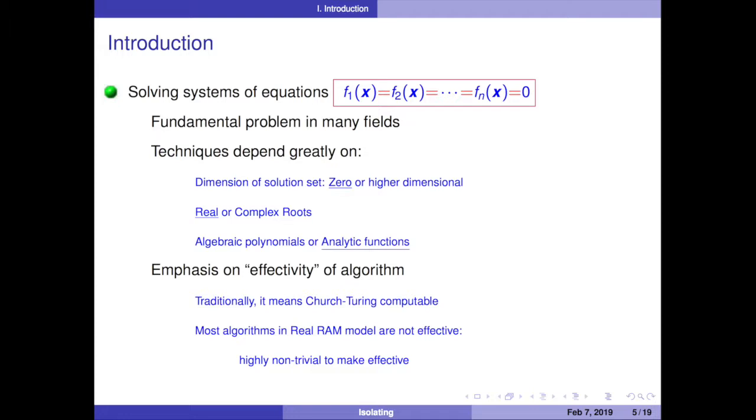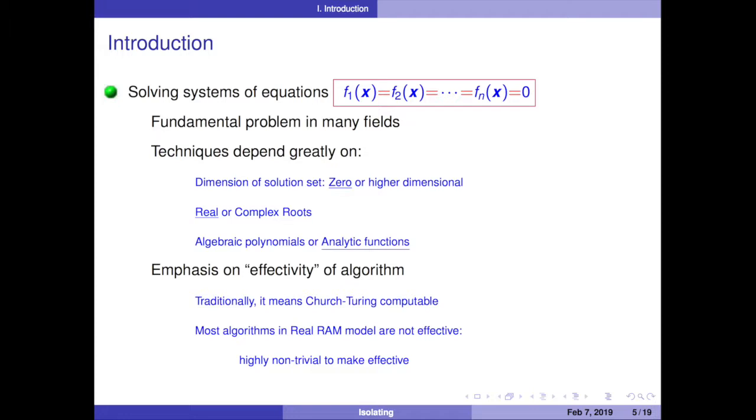Our technique here today will be applicable to analytic functions as well. I want to emphasize effectivity because this is a concept that I think people seem to miss until they start to implement, and then they realize they cannot implement what they describe as an algorithm. Traditionally, effective means it's Church-Turing computable. You can actually implement it on a Turing machine. But unfortunately, most algorithms about real numbers and complex numbers are described in a real RAM model where everything is an algebraic operation and is exact. To convert that into an effective algorithm is highly, highly non-trivial.